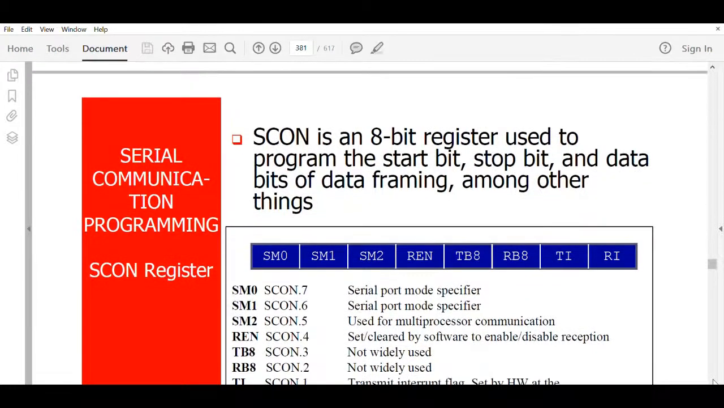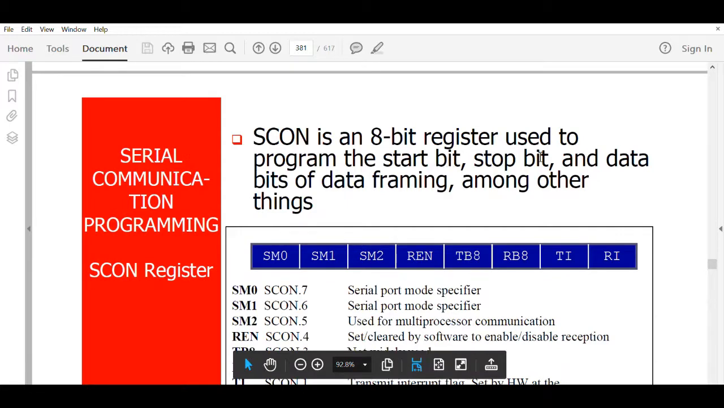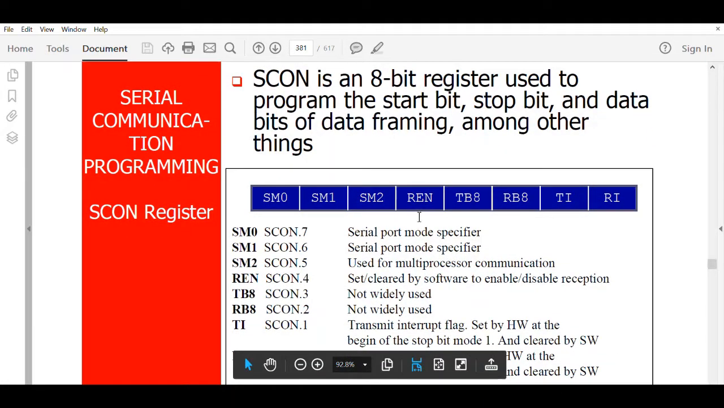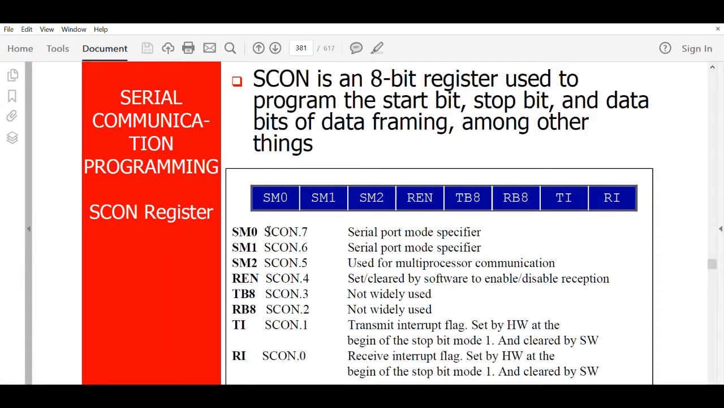It is used to program the start bit, stop bit, and the data bits of data framing, among other things. So these are the bits of SCON. You have SM0 or the SCON 7. This is just the D7 bit, so that's why you call it SCON 7, D6 bit, SCON 6, like that. So SM0, SM1, SM2, REN, TB8, RB8, TI, RI.